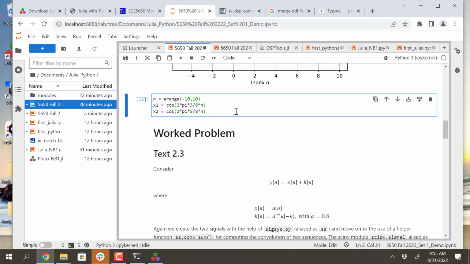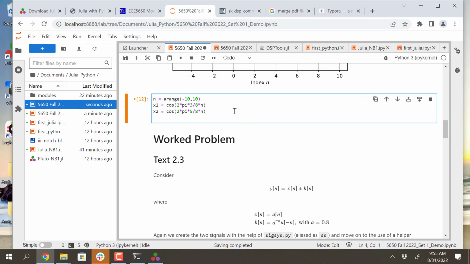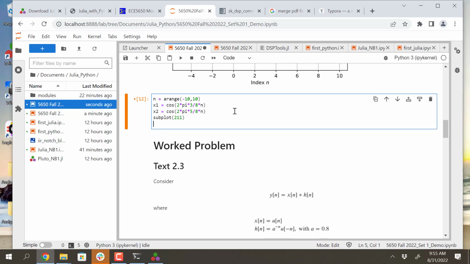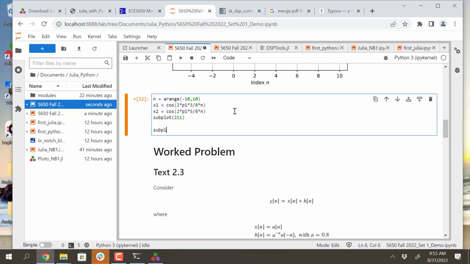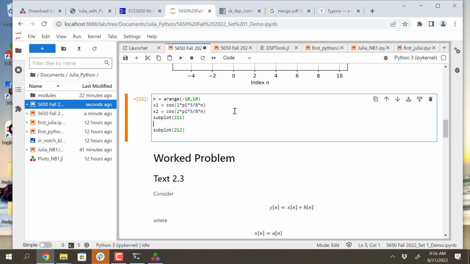I did not attach the plot to it, so now what I need to do, and I'm going to do this in a particular way, I'm going to use subplot, so I have two separate plots, one stacked on top of the other. In Julia, this is a little bit more complicated, but this is very similar to the way it works in MATLAB. So I'm going to create a stem function plot of n, comma x1, and then I'm going to create a stem function plot of n, comma x2, and I didn't type x2 up above here.